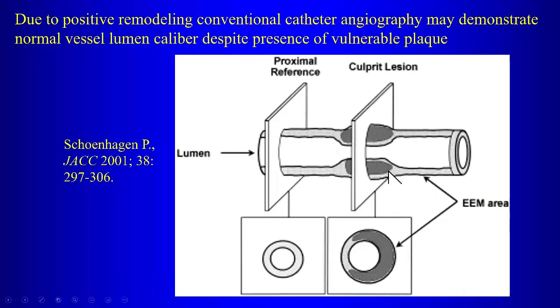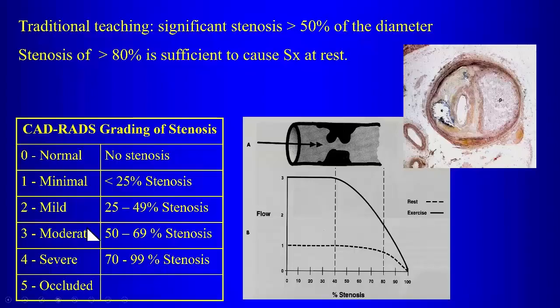Okay? So many times the culprit lesion, because the plaque grows away from the lumen, may not cause that much stenosis within the lumen. So angiography may not necessarily pick up these vulnerable plaques because they're growing away from the lumen and may not encroach much on the lumen at all.